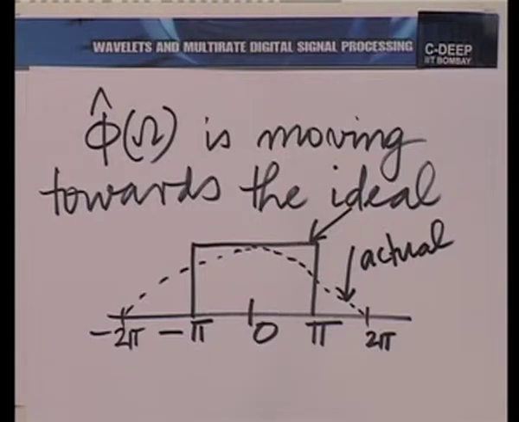Now, once again, there is the same conflict that drives the engineer, the scientist, or the mathematician. We know that we want to go towards the brick wall ideal, but we also know the brick wall ideal is unattainable for various reasons.